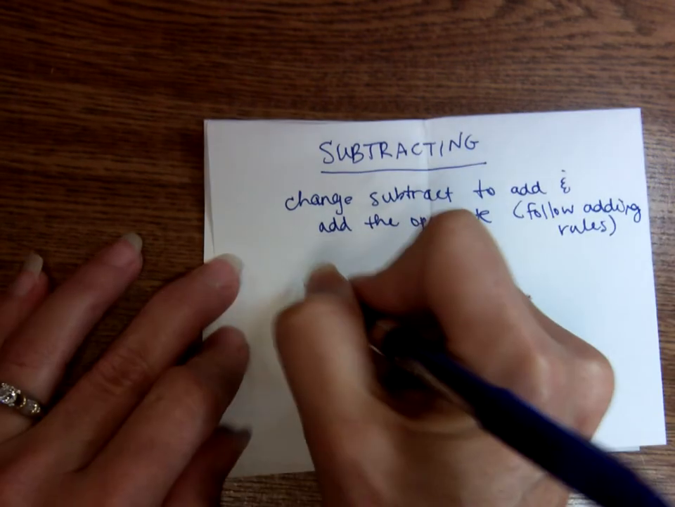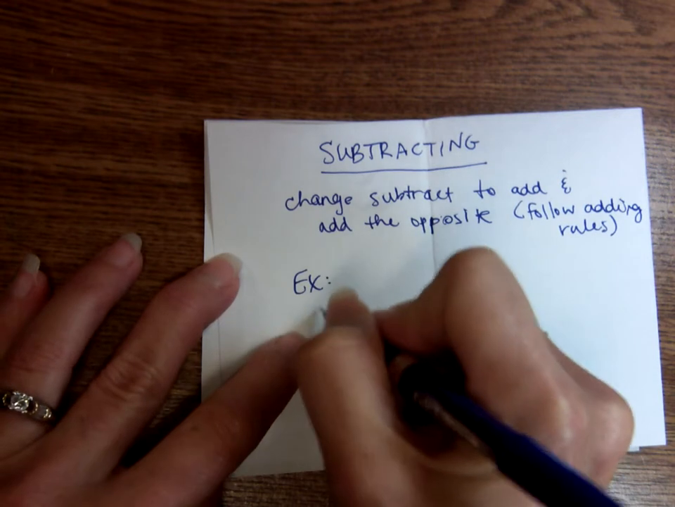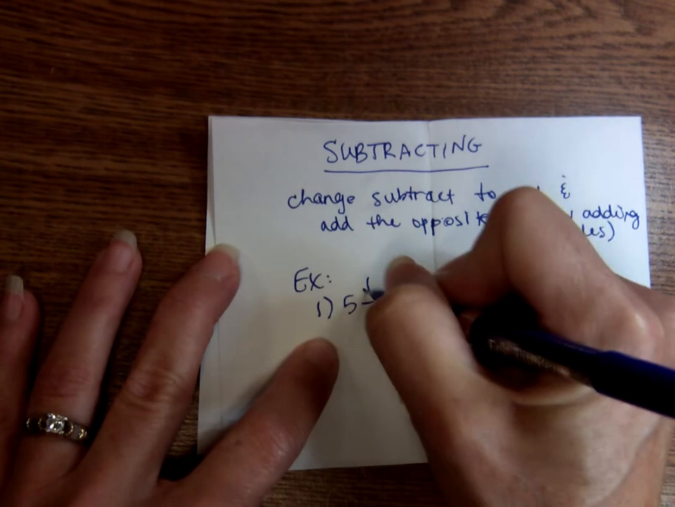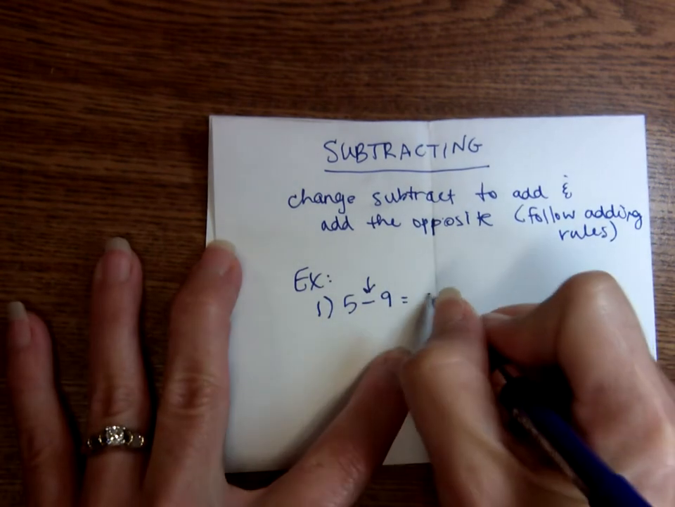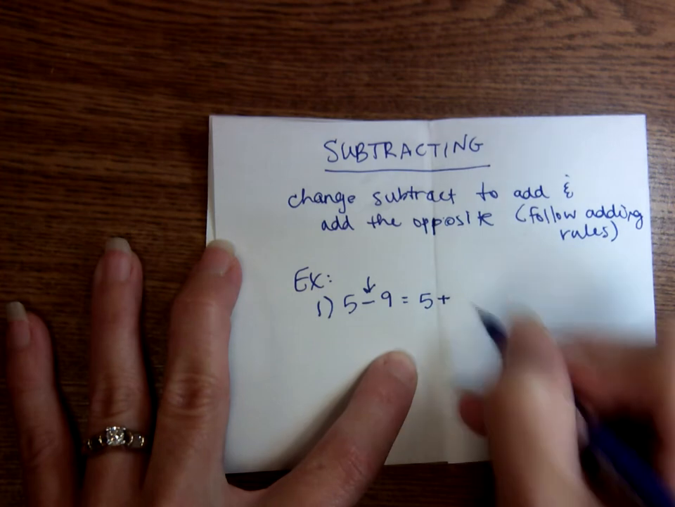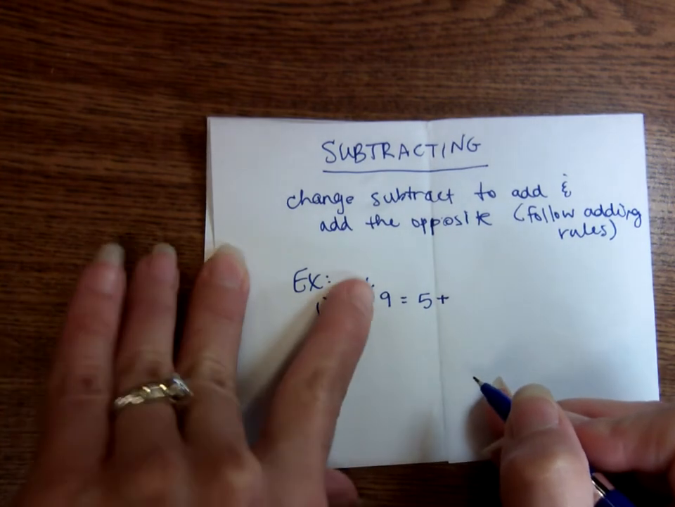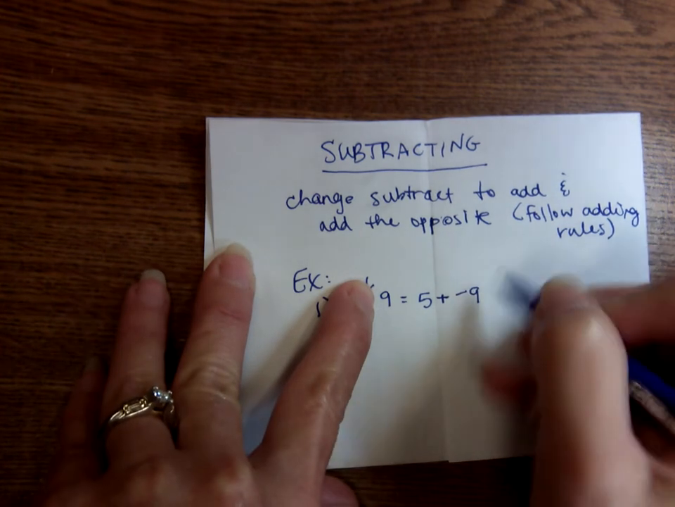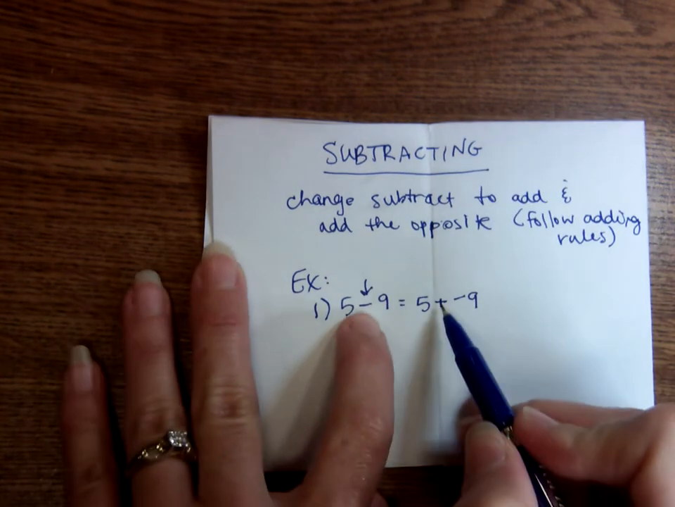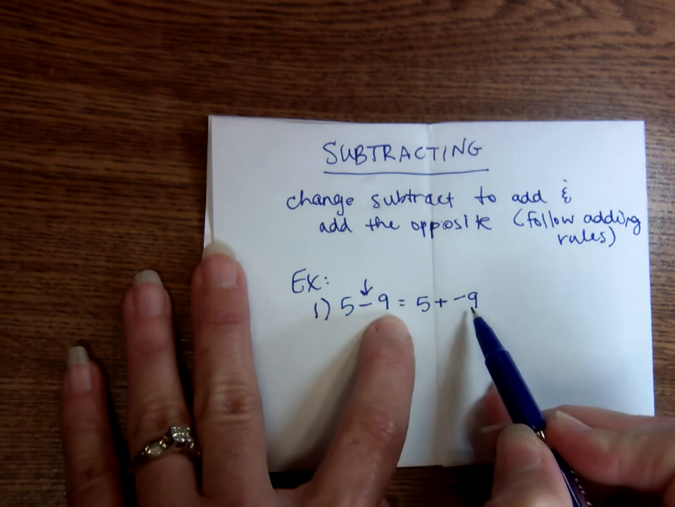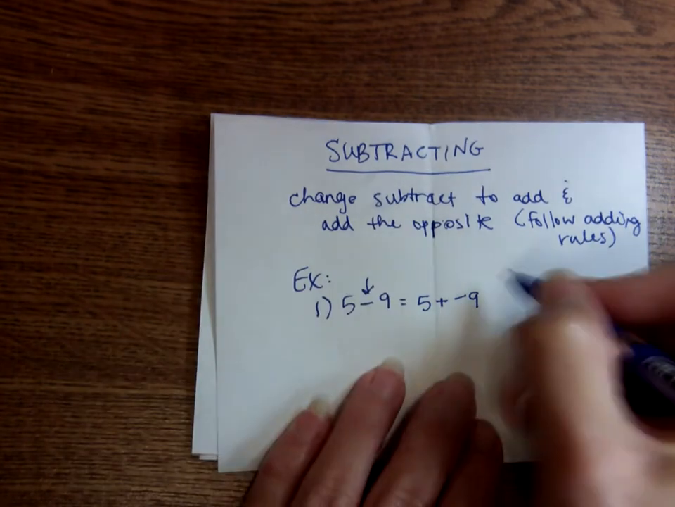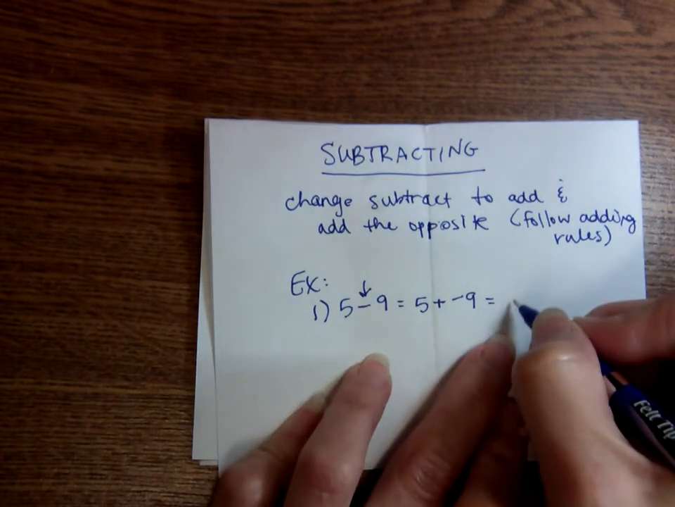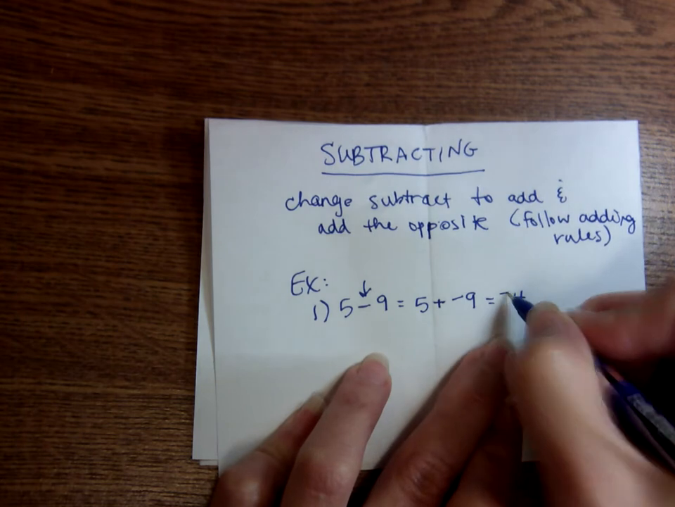Okay, so let's do a couple of examples with that. We have 5 minus 9. Notice that this is a subtraction problem, so we will take that subtraction and change it to an addition. And then once this subtraction is taken out, you'll notice that that's a positive 9. So then this is a negative 9 because that is the opposite. So we are changing the subtract to an add and the positive 9 to a negative 9. Add the opposite. So then you follow your adding rules. These are different signs, so we subtract the numbers, 4, and take the higher sign, negative.